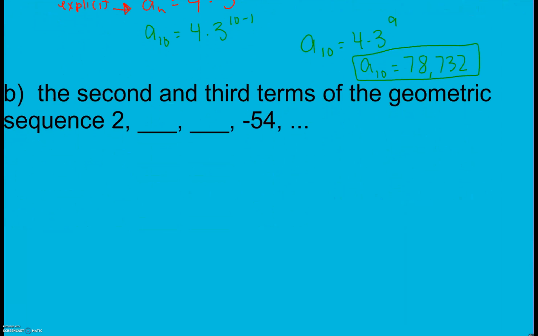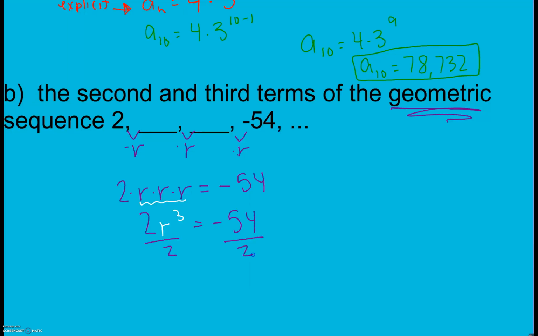Second and third terms here. Remember, every time we move from one term to the next in a geometric sequence, we multiply by r. So I multiply by r here, and here, and here. So I've taken 2 and I've multiplied by r 3 times and gotten negative 54. So I can set up an equation to figure out what r is. I took 2 times r times r times r, and I got negative 54. I can rewrite this as r cubed. Again, exponents are for repeated multiplication.